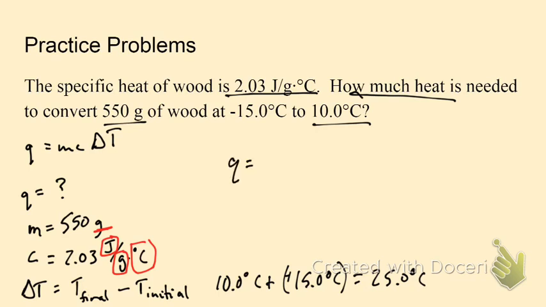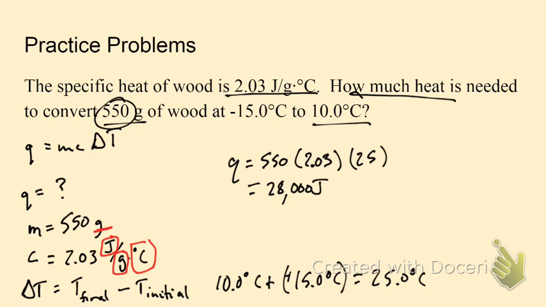So Q equals m times c times delta T, so 550 grams times 2.03 times 25. So this equals, I'm going to use 2 sig figs here, so it ends up as 27,912, right? But it's going to be about 28,000 joules. Well, how do I know it's in joules?